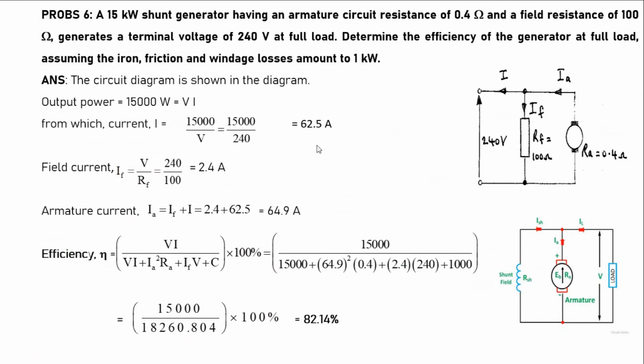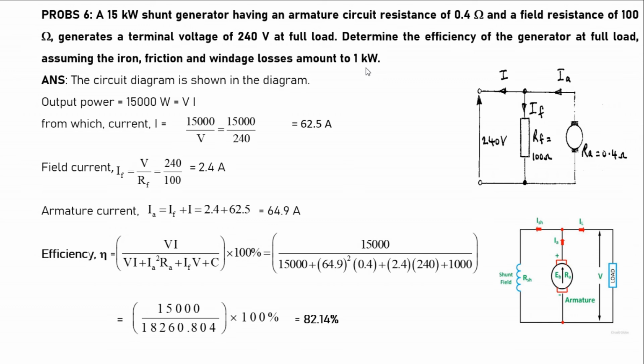A 15 kilowatt shunt generator having an armature circuit resistance of 0.4 ohm and field resistance of 100 ohm generates a terminal voltage of 240 volts at full load. Armature resistance, shunt field resistance, and terminal voltage V of 240 volts have been given. Determine the efficiency of the generator at full load, assuming iron, friction and windage losses total 1 kilowatt. All losses altogether is 1 kilowatt.